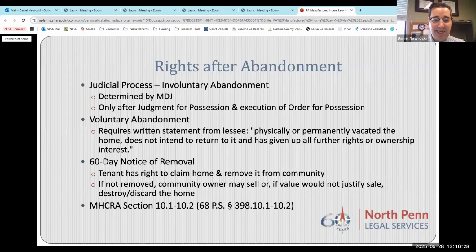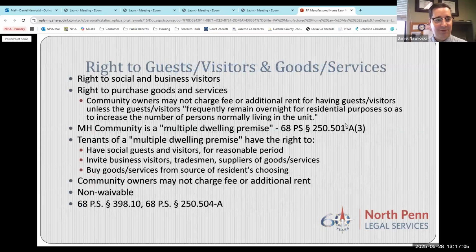they can begin by giving notice. The 60-day notice of removal, they have to give to the resident and let them know that they have 60 days to claim the home and remove it from the community. And that if they don't, it could be sold or it could be discarded if the costs of a sale wouldn't justify having the sale. And if it's not removed and it's left abandoned, then that's when the park owner can go to the MDJ and request a determination of abandonment. And once they get that, then the home is considered abandoned.